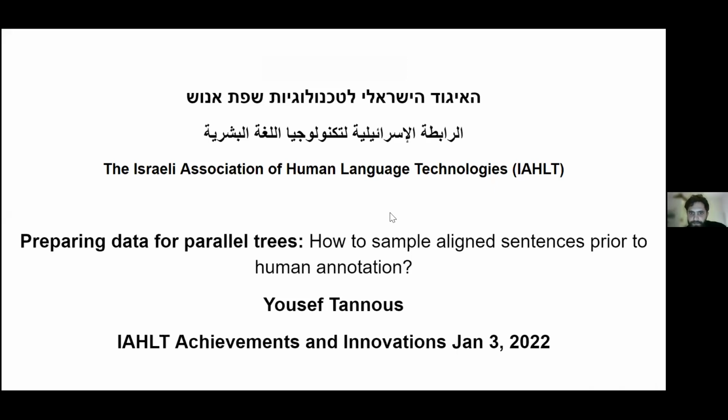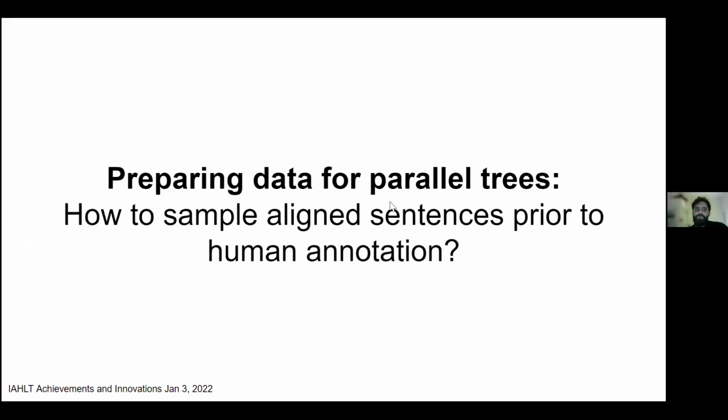So this work aims to sample a subset of aligned sentences from parallel Hebrew-Arabic corpora. Sampling this subset, we had two goals in mind. The first one is to select documents with the highest number of aligned sentences. And the second one was to select the most lexically diverse documents to ensure a maximal representation of lexical items.